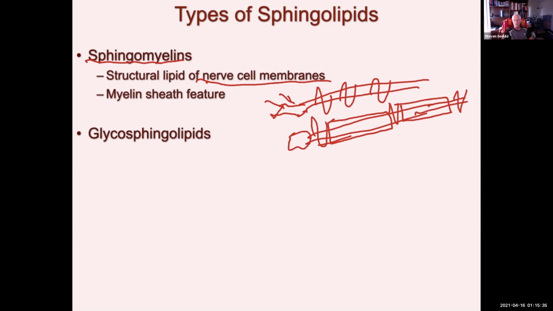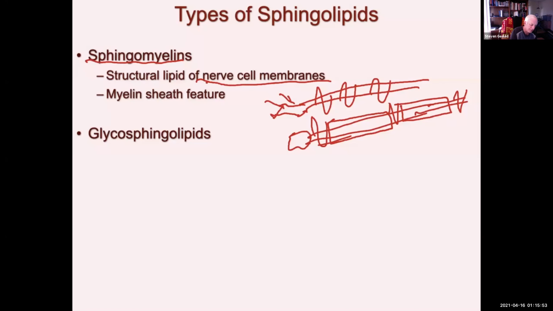Because some of our axons don't have myelin. But the ones that have to act extremely quickly, those are myelinated with these sphingomyelins, and that allows the nerve impulse to travel extremely fast, thousands of times faster than it would just on a regular nerve. So that's why these sphingomyelins are really important.